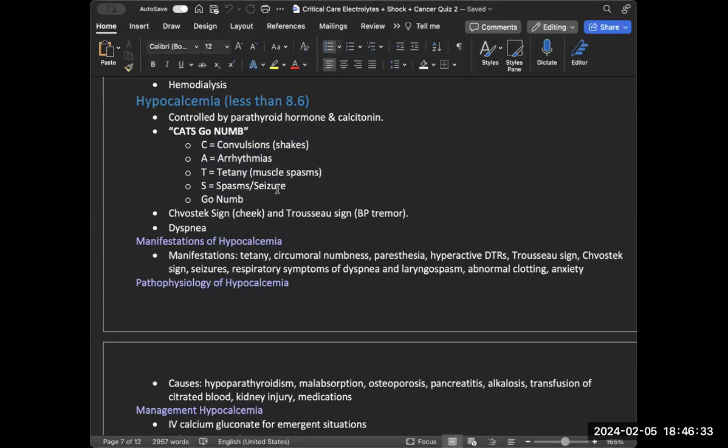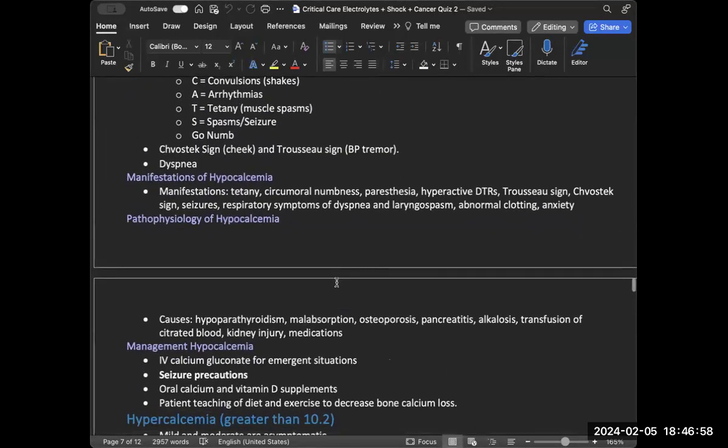Also, two really important signs that we may see is Chvostek's sign, which is when you tap the cheek and it twitches. That's when we know they have hypocalcemia. Or Trousseau's sign, where you put the blood pressure cuff on them and you press it up really high, and then the arm twitches. That is also a sign for hypocalcemia.